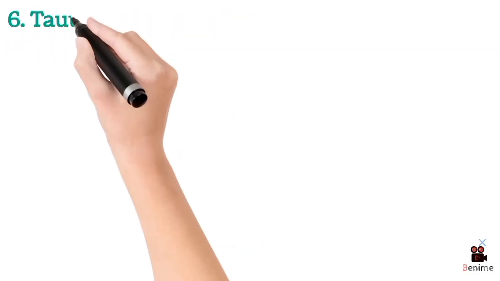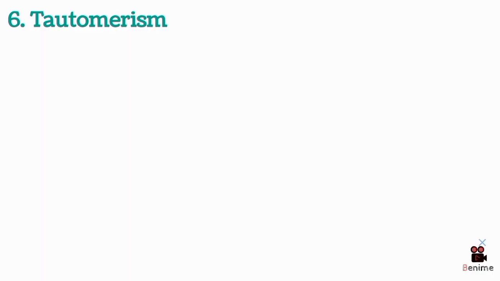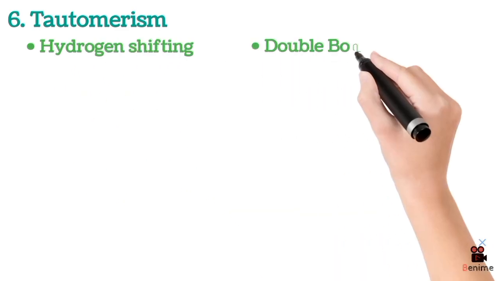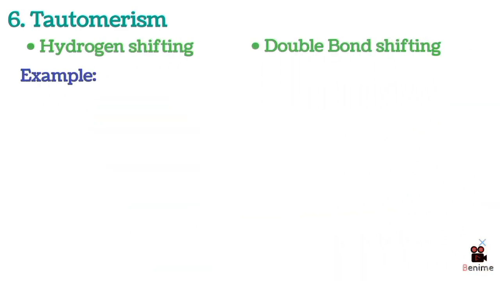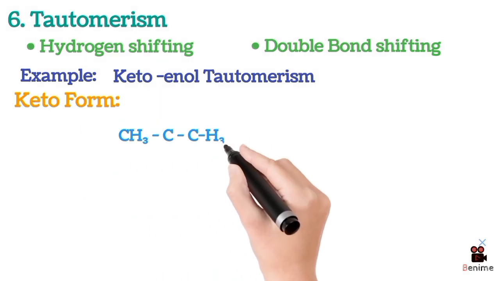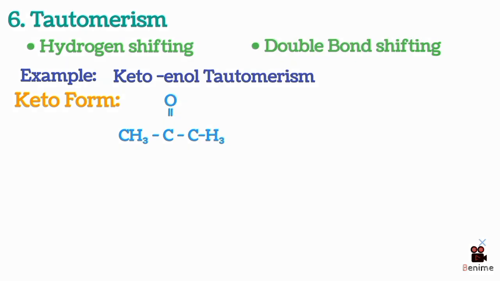Number 6. Tautomerism. Students, this is one of the most important advanced concepts in organic chemistry. Unlike ordinary isomerism, here compounds continuously convert into each other. This usually happens through hydrogen shifting and double bond shifting. The most important example is keto-enol tautomerism. First structure. Keto form. Take the structure CH3-CO-CH3. Students observe carefully. The middle carbon contains C=O. This is called the carbonyl group. Therefore, this is the keto form.